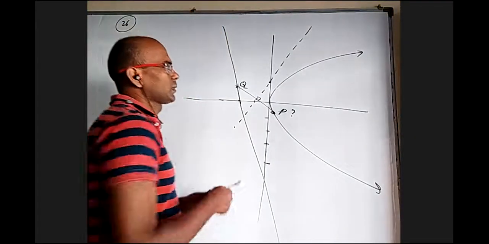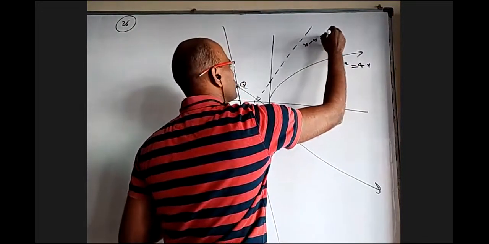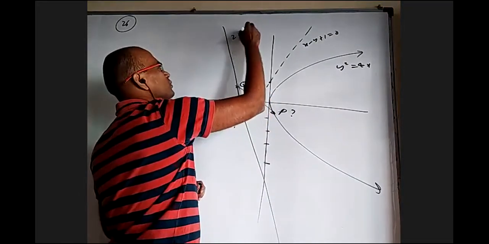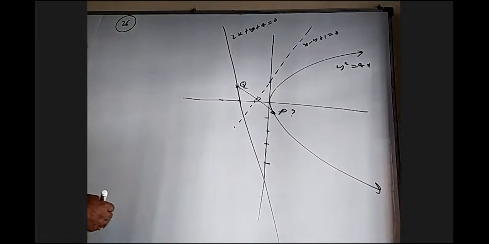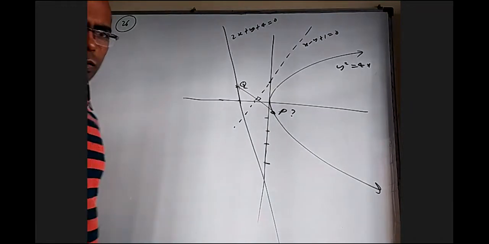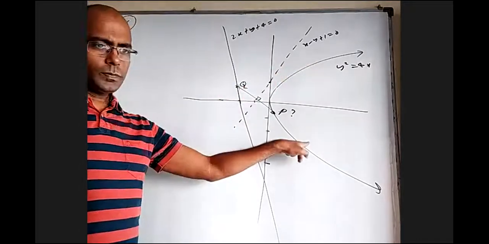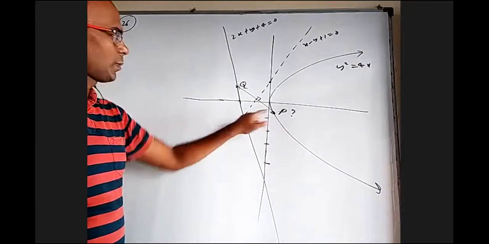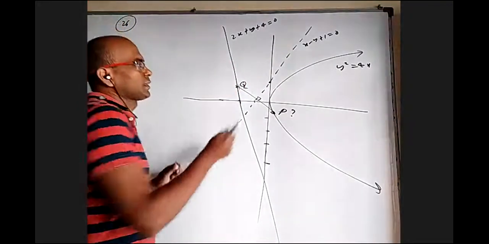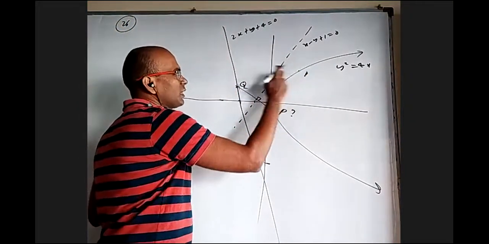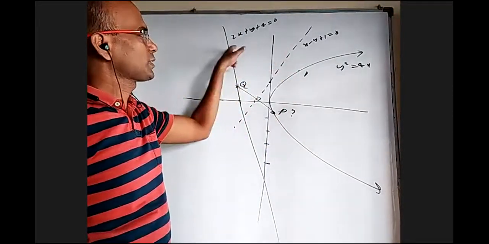Okay, so this is y square equal to 4x parabola. This is a line x minus y plus 1 equal to 0. This is 2x plus y plus 4 equal to 0. Now, what they want is, you can take P anywhere on the parabola, Q anywhere on this, but the perpendicular bisector of PQ should be this line. For example, you can see P is here. Wherever you take Q doesn't matter. This line cannot be a perpendicular bisector of PQ.